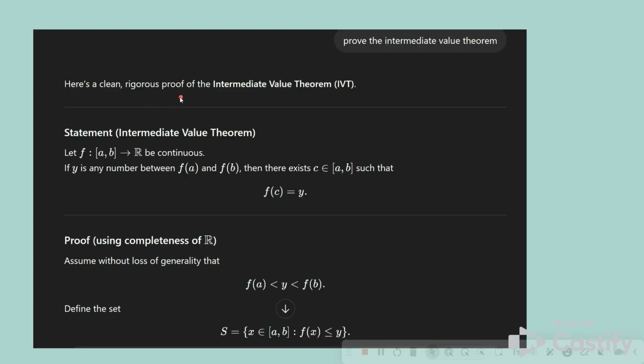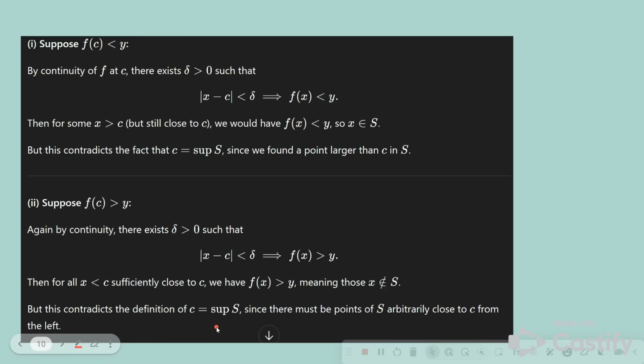It says, here's a clean, rigorous proof of the intermediate value theorem. Then it starts going into using the completeness of R, starts defining a set for some reason. I don't know what it's trying to do. And then now it's breaking into cases, and now it's saying by continuity of f at c, there exists a delta greater than 0, such that absolute value of x minus c less than delta. It's like, what are you trying to tell me? You know what I mean?